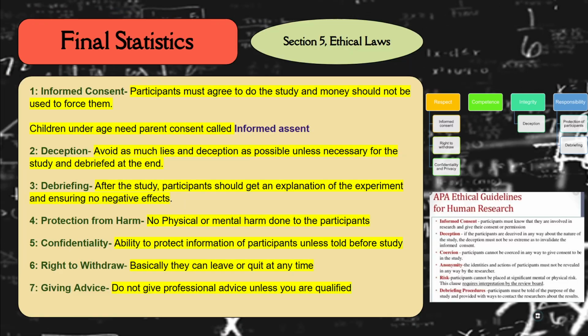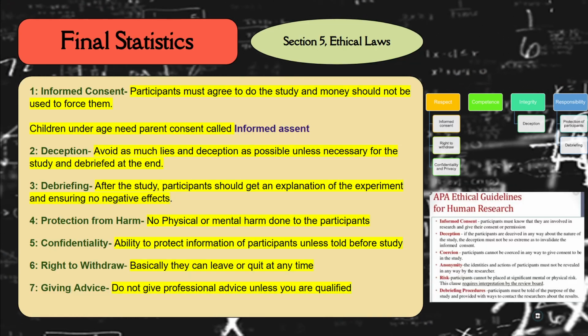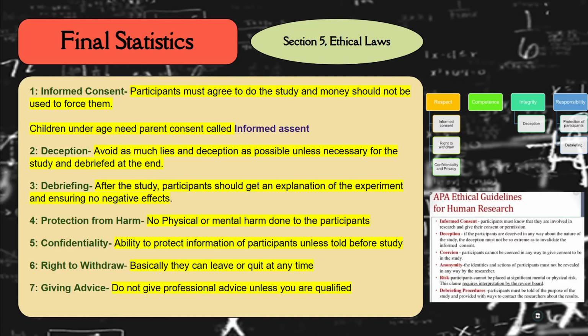These are the 7 different ethical guidelines that you have to follow in psychology. The first one is informed consent. People must agree to be in your study. You shouldn't bribe them with money. You shouldn't force them. They should agree. If the person is a child, they have to give informed assent, which means they have to get approval from themselves and a parent.